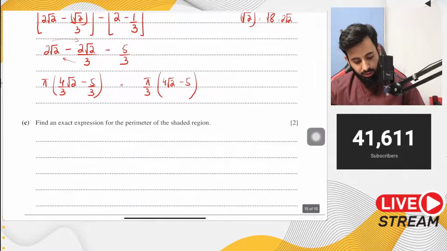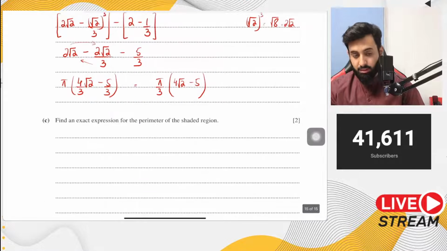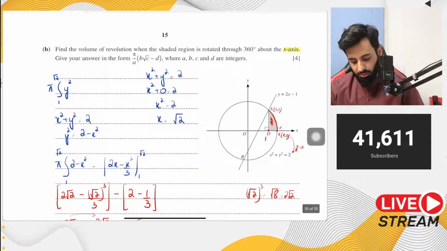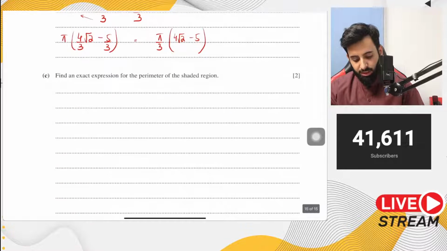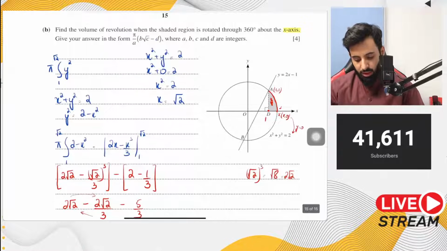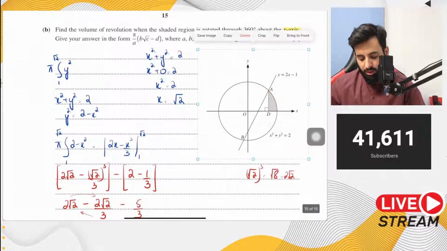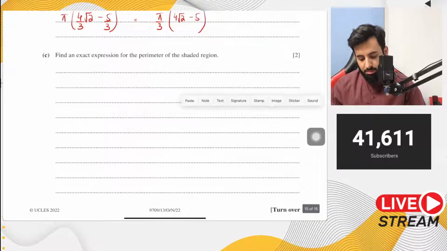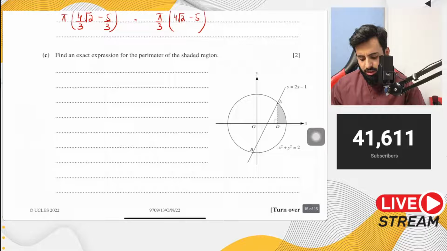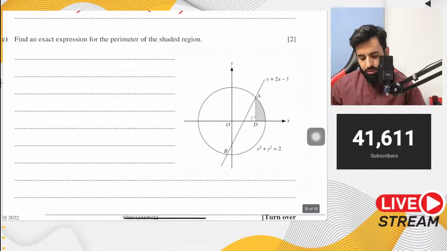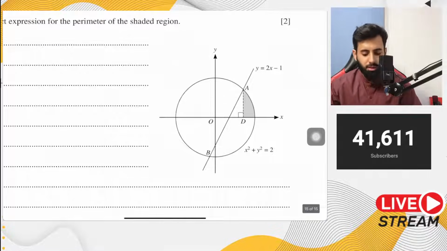Alright, then comes part C, and this is the answer to part B. Part C says find an exact expression for the perimeter of the shaded region. Now, this is a slightly different question, because now you have to find the perimeter of the shaded region, which is normally not the case in integration. It's usually the case in circular measure.